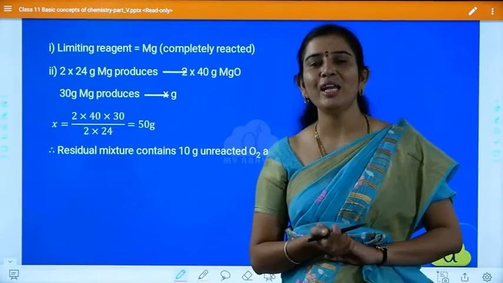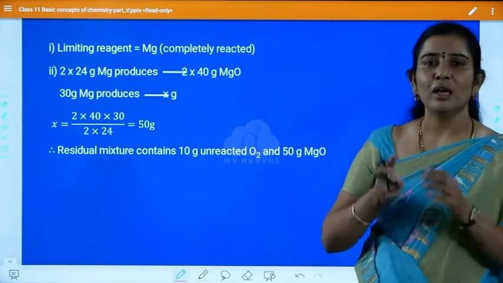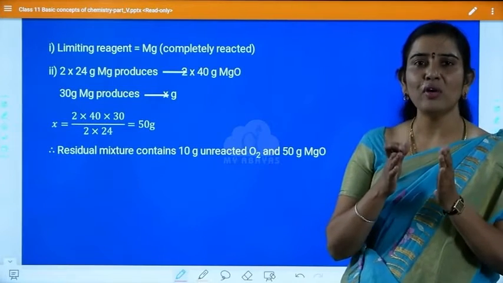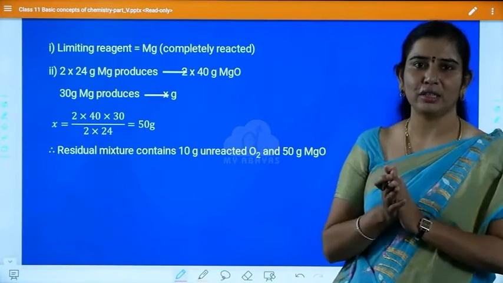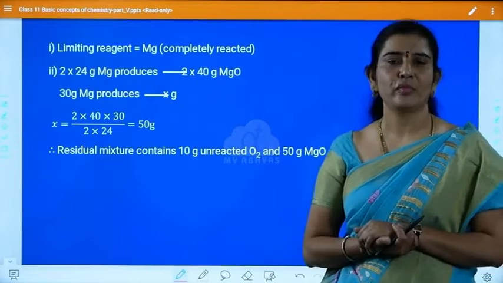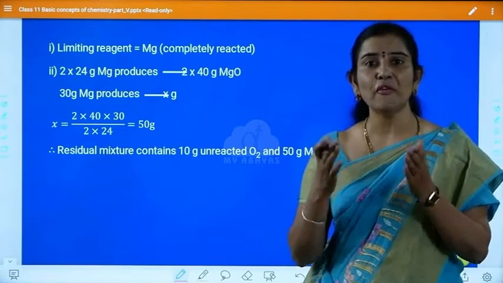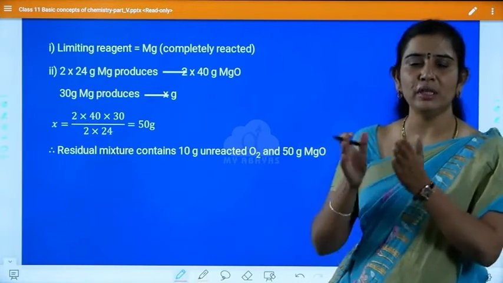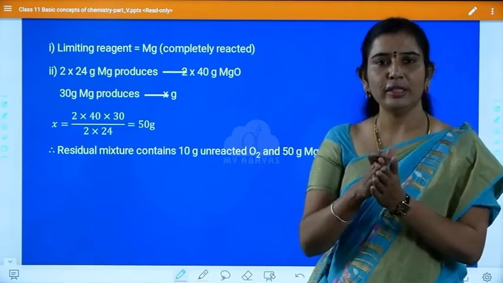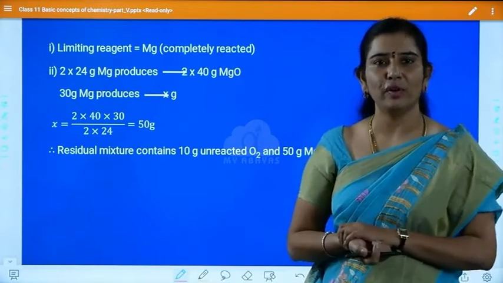This stoichiometry helps in analyzing what? The amount or number of reactants and products involved in the reaction. Right? Then it will tell us about the weight: how much is present, how much weight of reactant, and what is the weight of product formed.